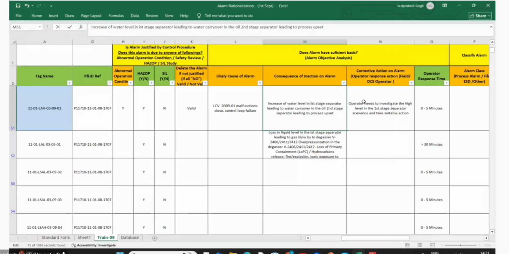But this is the immediate. This is the first step. Stage separator. Okay, guys, so what is the operator action? The operator has to investigate a high level of water. Good, great.